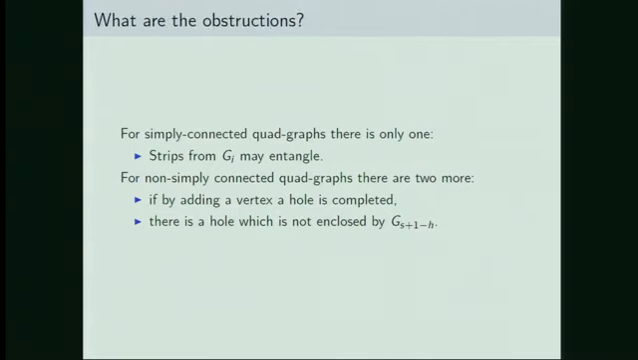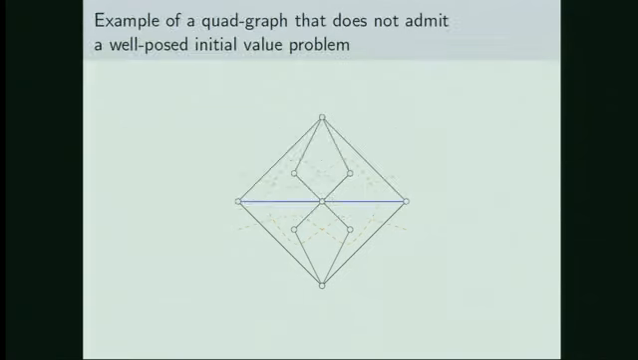And then I've classified the obstructions, what causes the method not to work, and it's basically for simply connected quad graphs, there's only one obstruction, namely that the strips might entangle, and that's defined in a certain way. And you can see some kind of entanglement here. These strips are kind of waving into each other, and that's an obstruction to creating this well-posed problem.